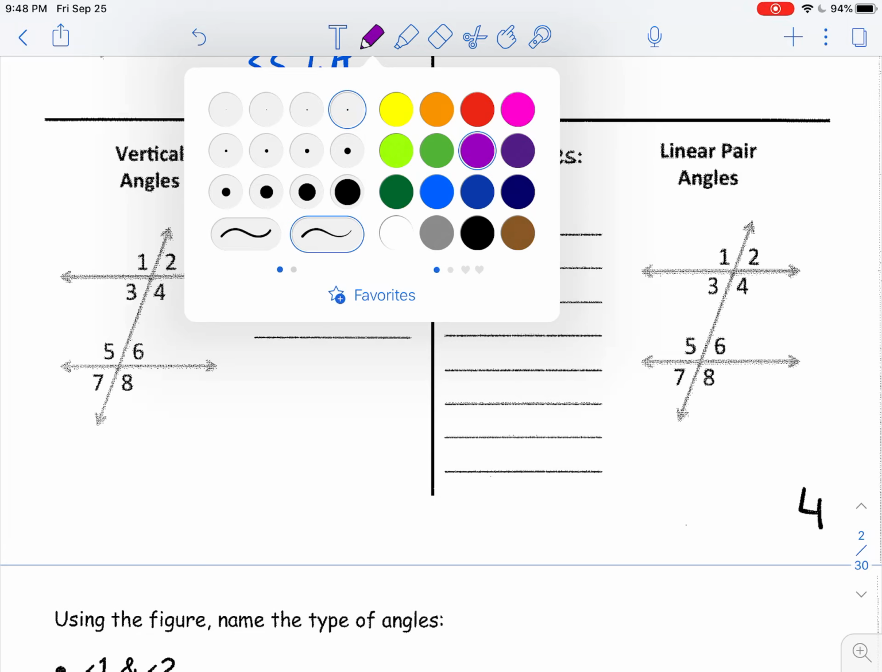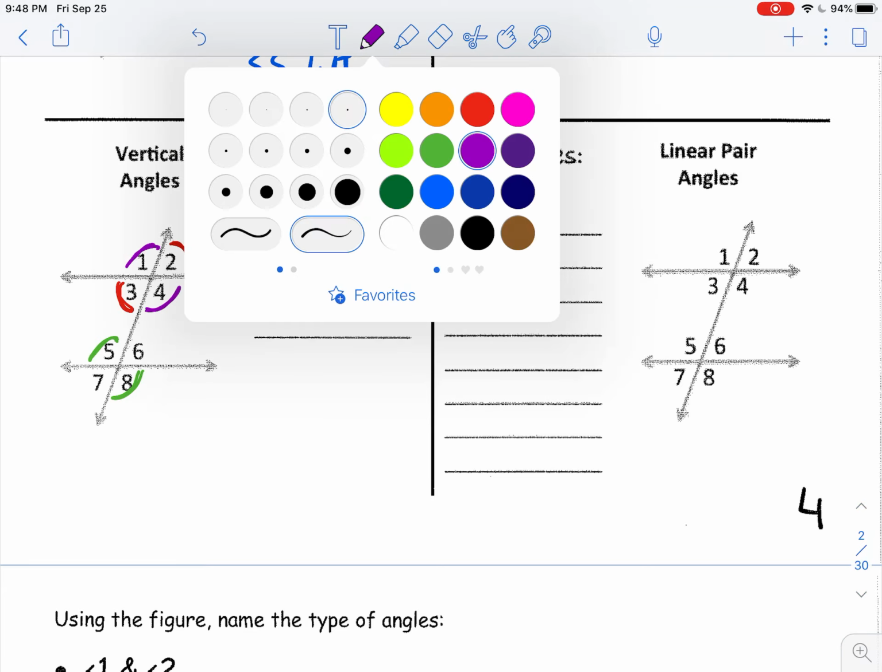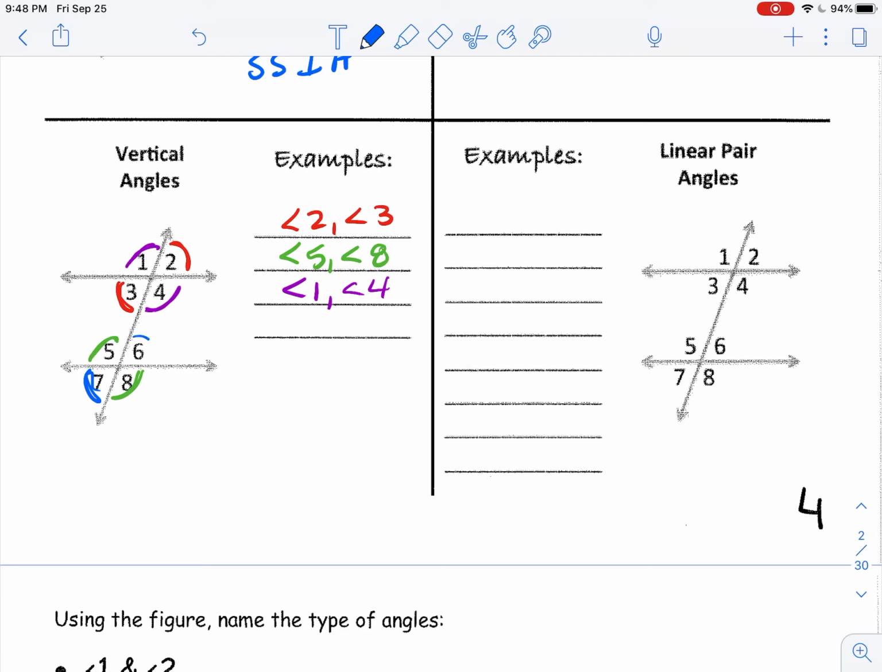Now, vertical angles are angles that intersect at their vertex, like angles 2 and 3. We've got lots of examples in this one. How about 5 and 8? 1 and 4. And 7 and 6. And these are vertical angles, sometimes abbreviated VA.